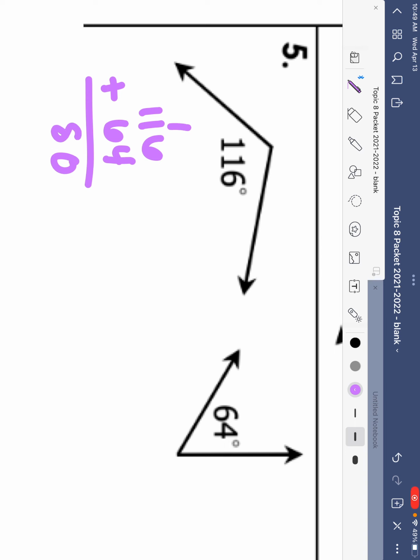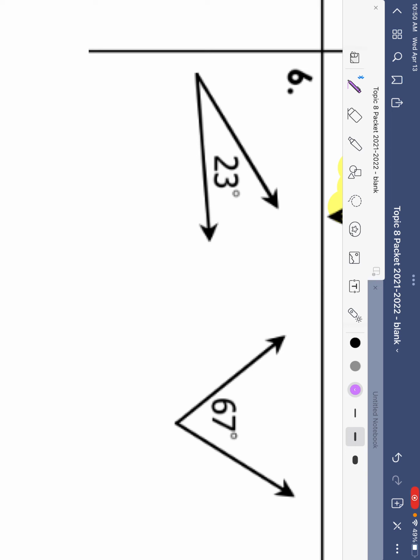Okay, now they are not adjacent because they are not next to each other. So they are independent angles that together add up to 180 degrees. They are supplementary. Now number 6, I don't know what these 2 angle measures are unless I add them together.